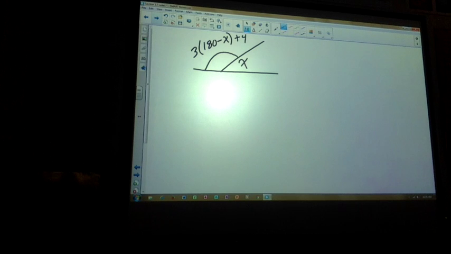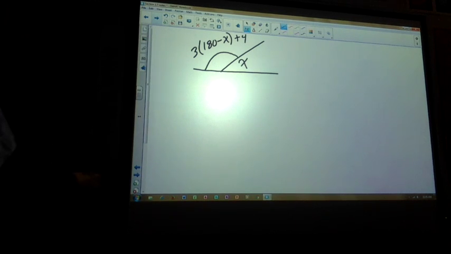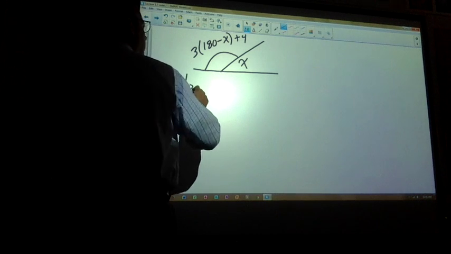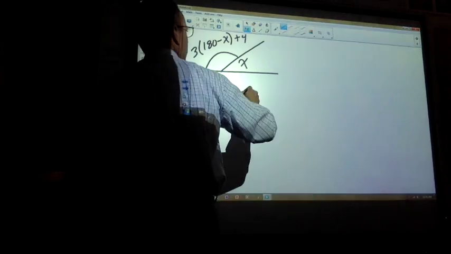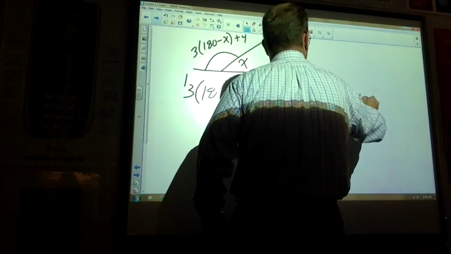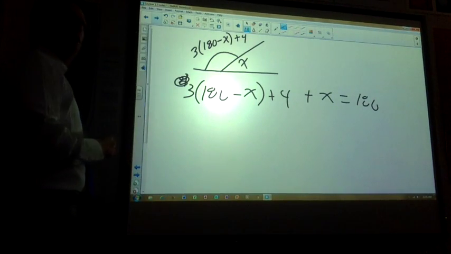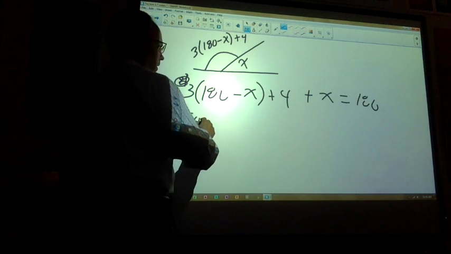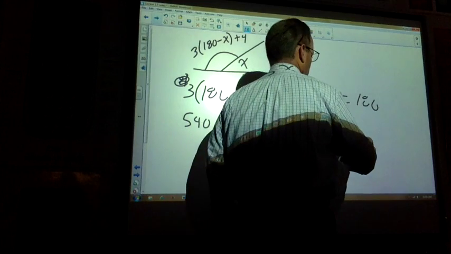Do them equal to each other? But they're not equal to each other. But they are equal to something. What are they equal to? So I have this plus x equals 180. I don't know what this is. That just showed up. So 3 times 180 is 540, minus 3x plus 4 plus x equals 180.